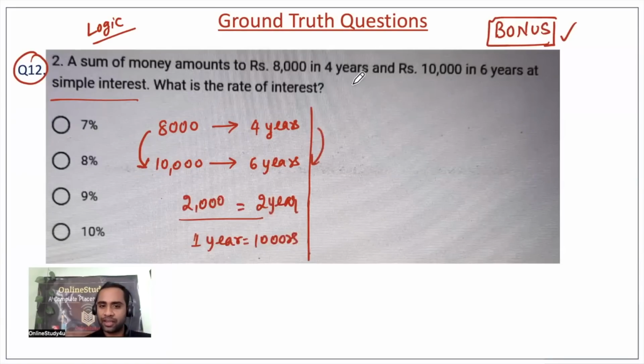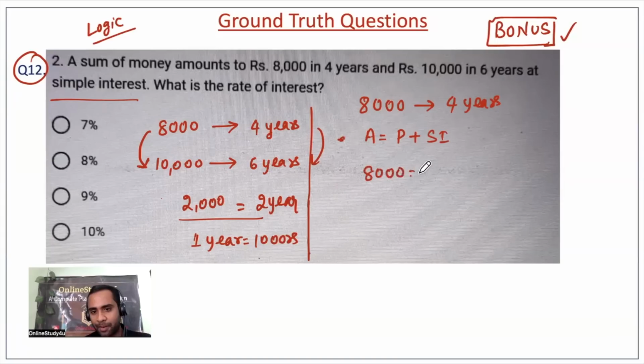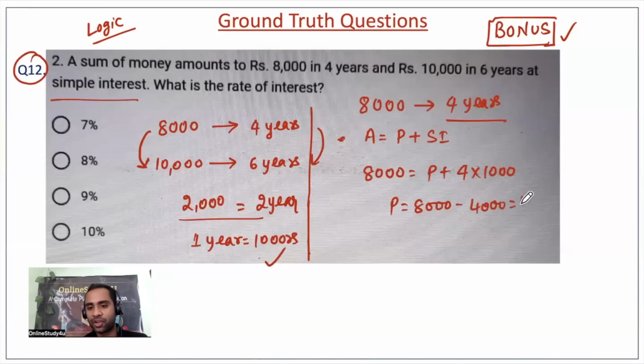Now friends, we will try to analyze. You are investing some money, and it is becoming 8,000 rupees in 4 years. So amount will be equal to what? Principal plus simple interest. We have to calculate the principal. Per year the interest is 1,000 rupees. Now you invested for 4 years, so you would have got 4,000 rupees interest. So the principal is 8,000 minus 4,000, which equals 4,000. So 4,000 rupees was the principal.